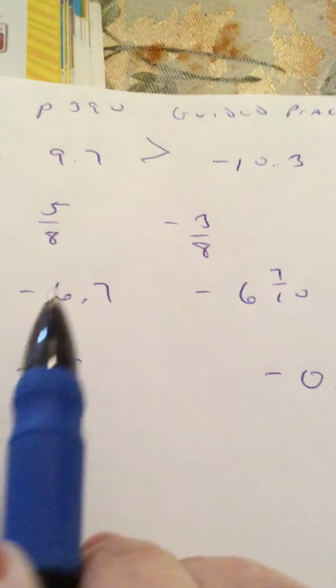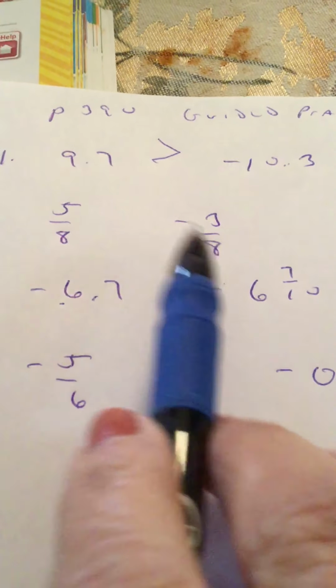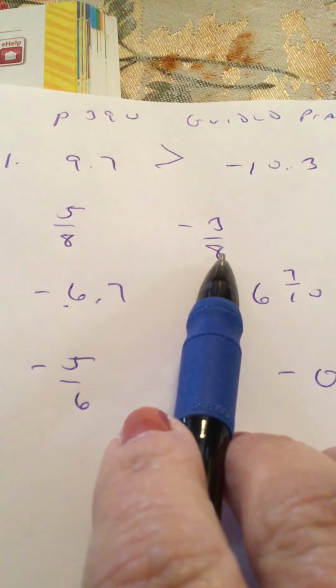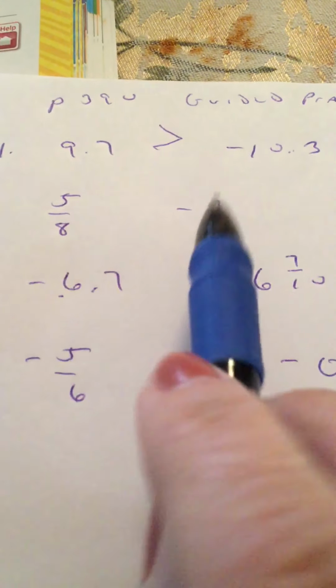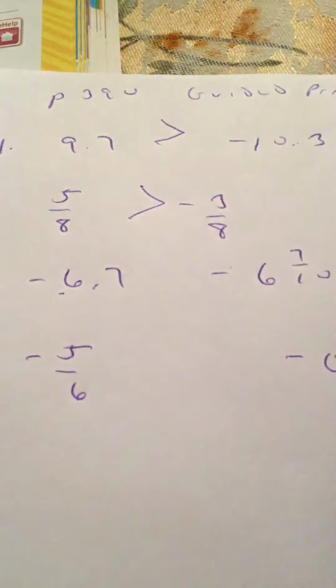Here, number 2, we have like fractions. The denominators are the same. These are called like fractions. Again, a positive versus a negative, greater than symbol.